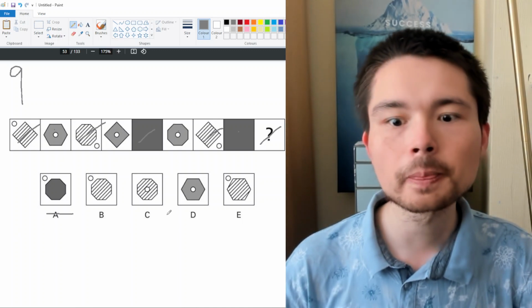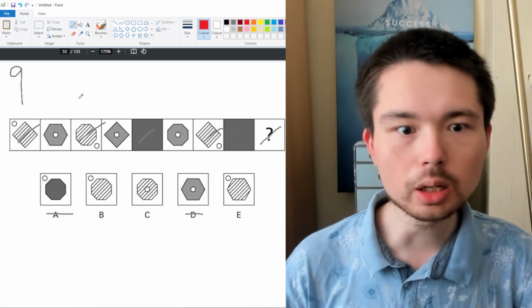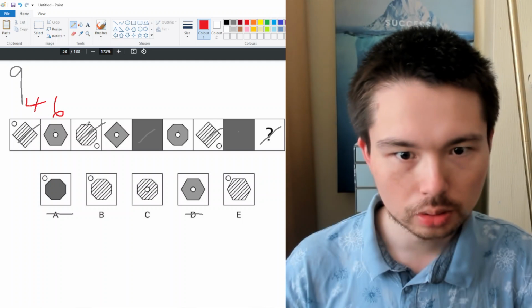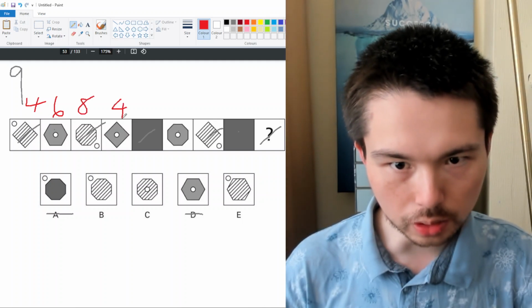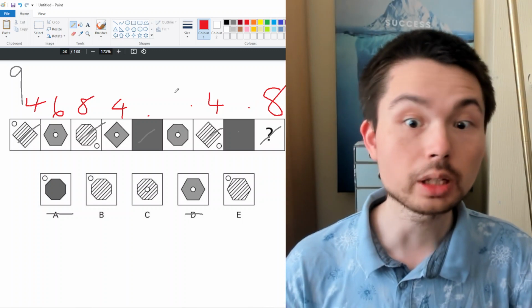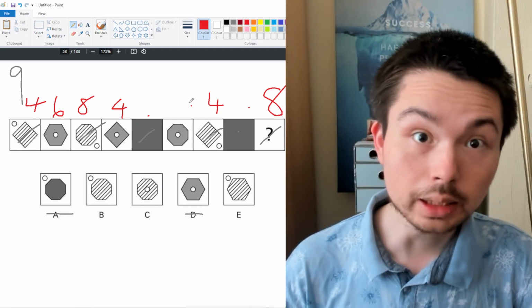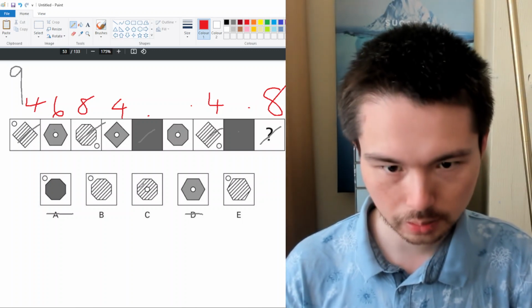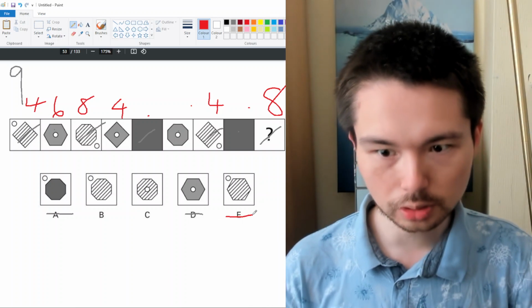Cross it off. Shape matters as well. 4, 6, that's an octagon. 8, 4, 6, 8, 4, 6, 8. Saving time, just putting a dot. We need to find it as fast as we can. 8. Out. Now, what else?